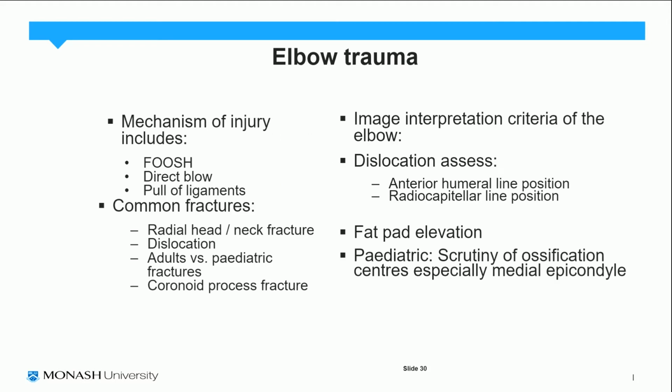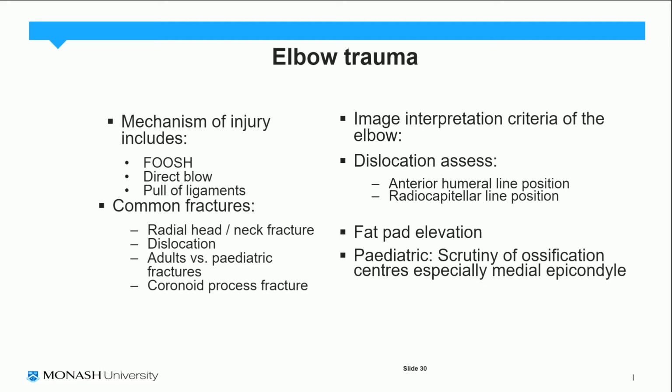Now moving on to the elbow. The mechanism of injury includes either push injuries or direct blow or pull of ligaments, and the common fractures that we can have around the elbow are radial head or neck fractures, dislocations, and then it's important to differentiate between adult and pediatric fractures, and then also coronoid process fractures.